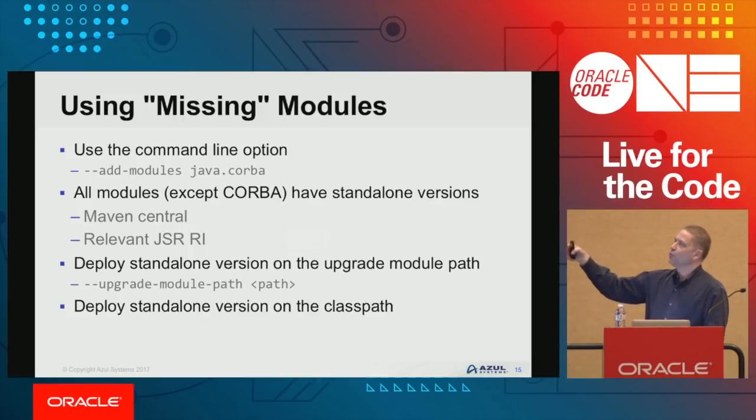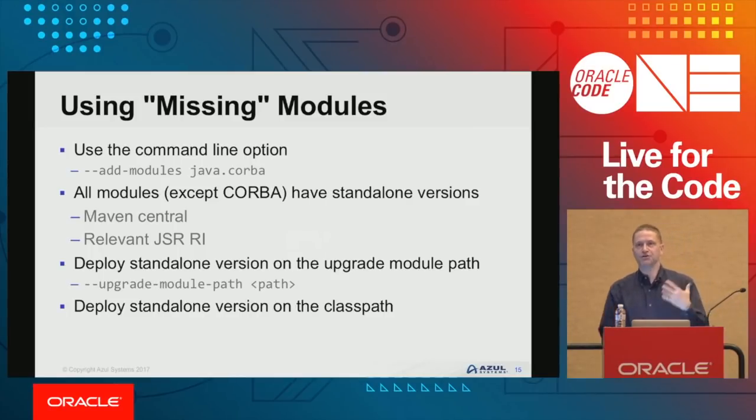You can do it in a number of different ways. You can deploy the standalone version on the upgrade module path, so you can actually add it to the module path, or you can just deploy them again on the class path as a jar file, and again, everything will get resolved. So there are different ways around that, but you can resolve the problem on JDK 9 and JDK 10 without too much difficulty.